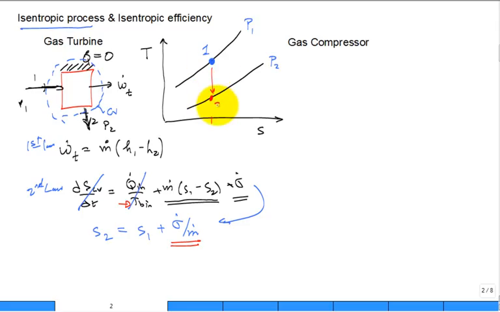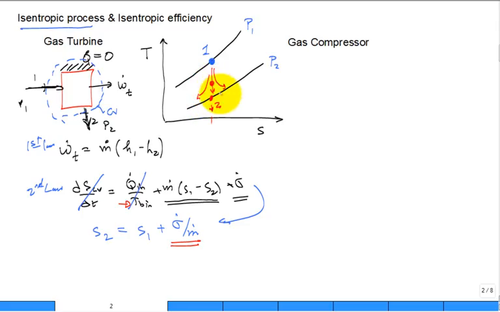Now, what happens if, in true gas turbines, there are some irreversibilities? Where would state 2 go to? Would it shift a little bit to the left or a little bit to the right, or go down further? Where would state 2 go to? Or would it not go down as far?